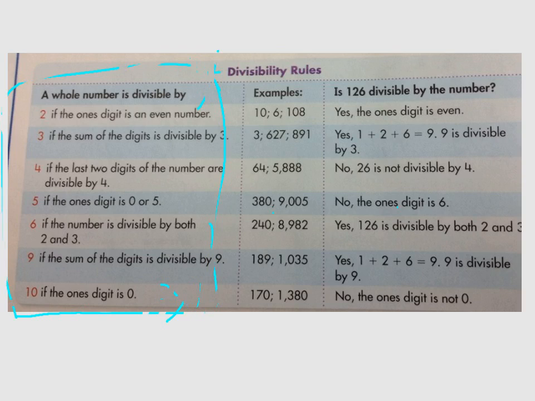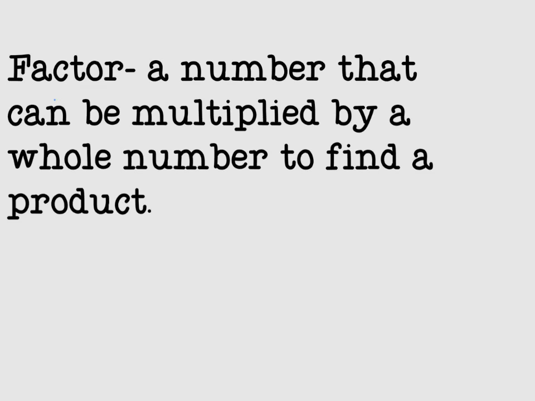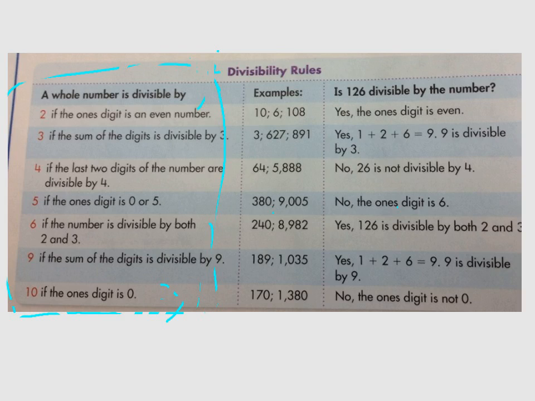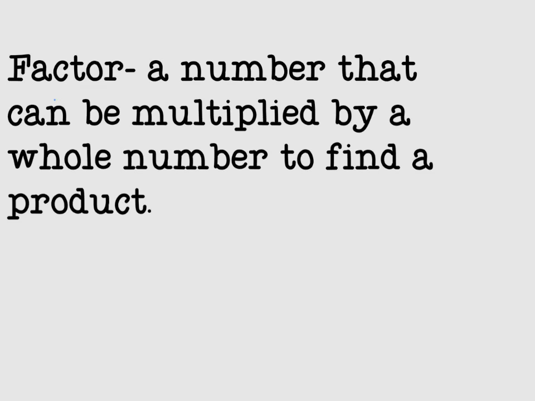So what you need to do is get that copied down, and then when you have that copied down, get this vocabulary word down. A factor is a number that can be multiplied by a whole number to find a product. And we're going to use these divisibility rules right here to find our factors. I'm going to show you exactly what we mean by that here in a second. Make sure you get that copied down. And divisibility basically just means, is the number going to come out evenly or not?